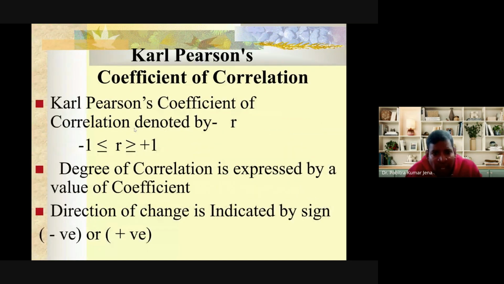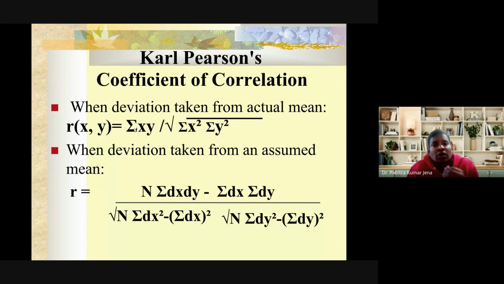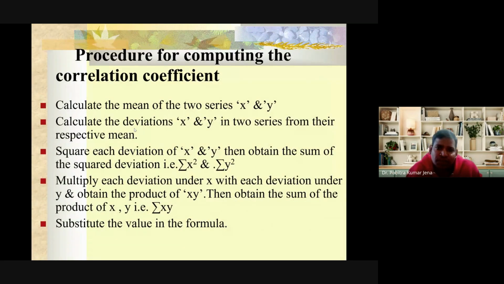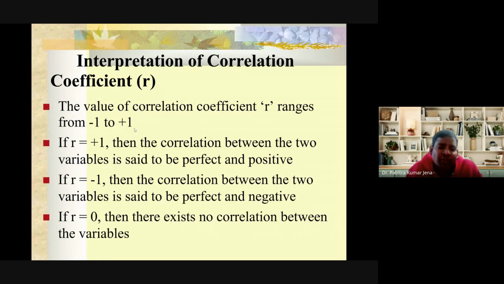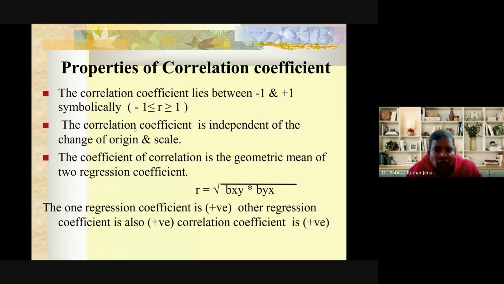But the best method in quantitative analysis, if you want to find out correlations, the technique is summation xy by the square root of summation x square, summation y square. Or in the assumed mean method, n summation dx dy minus summation dx summation dy, divided by the square root of n summation dx square minus summation dx whole square, times n summation dy square minus summation dy whole square. That you can find out. Okay, so the interpretation is the same. If positive, it is a positive correlation; if negative, a negative correlation; if you get 0, then there is no correlation.